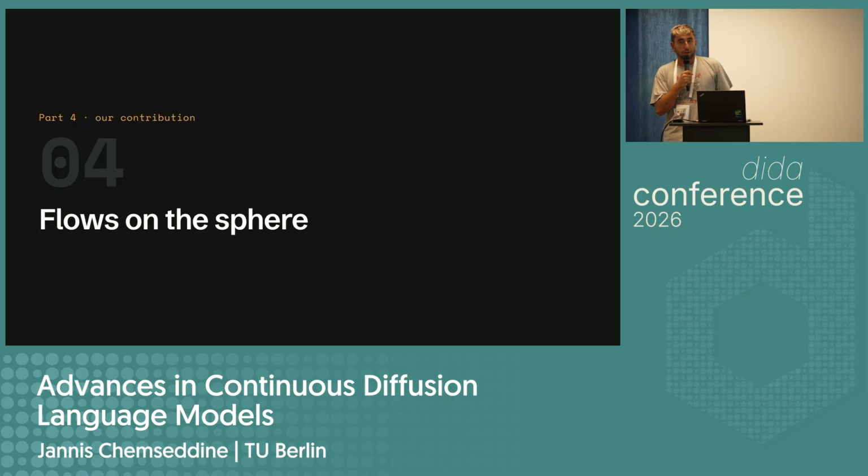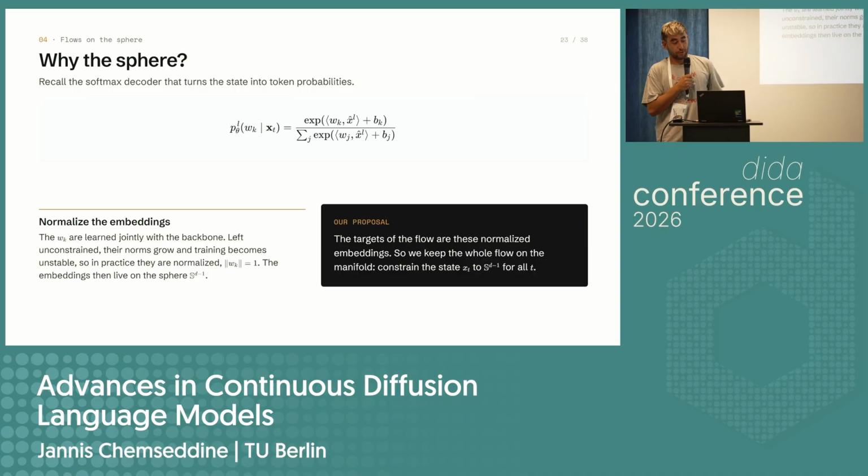Now, I want to focus on a different design choice, namely the geometry and what we did there. And the basic idea is we want to flow on spheres. So the question is why, right? Why do we want to do this? Well, if you recall how we compute probabilities, you see we have this inner product with WK, and this WK serves two purposes. It defines our path and it defines our probabilities. Now, if we learn these jointly, which is what we do, if I leave them unconstrained in the norm, they will diverge and my training gets unstable.